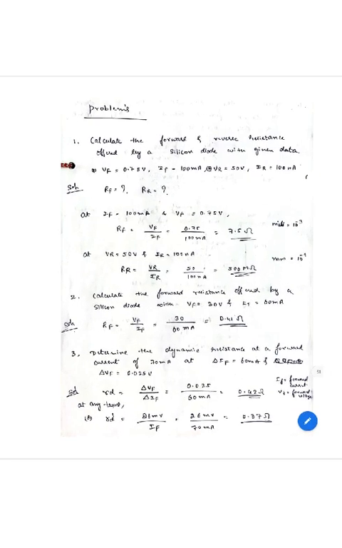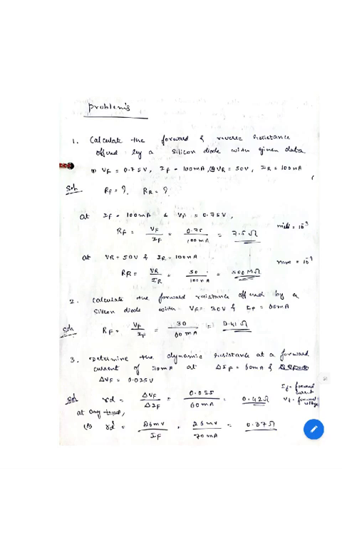Coming to a problem. So we came to the end of the module, and we will discuss the problems now. The first problem is to calculate the forward and reverse resistance offered by a silicon diode with the given data. They have given VF, IF, VR and IR. We need to find out RF and RR.